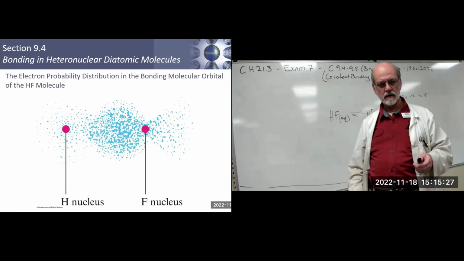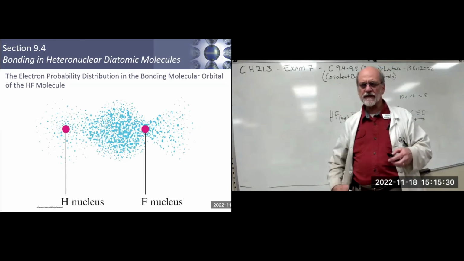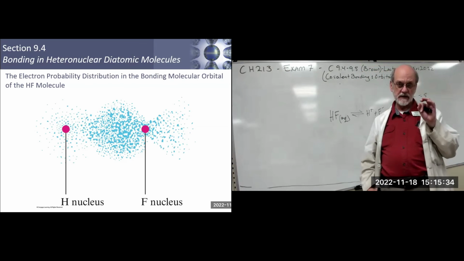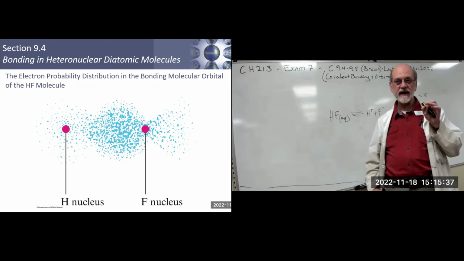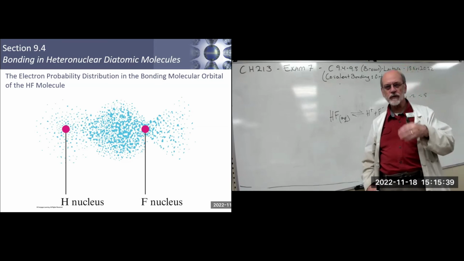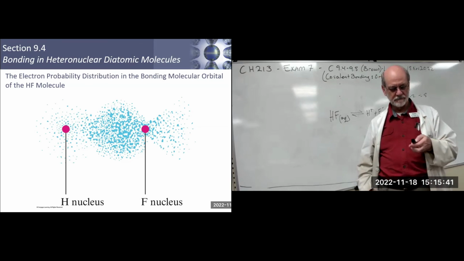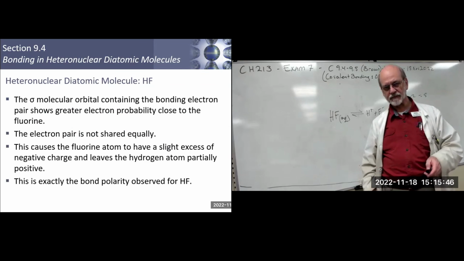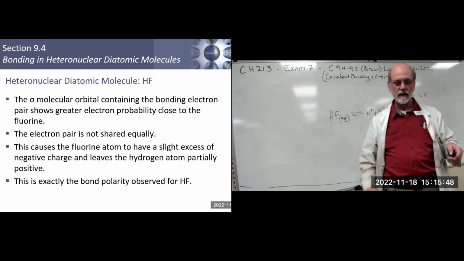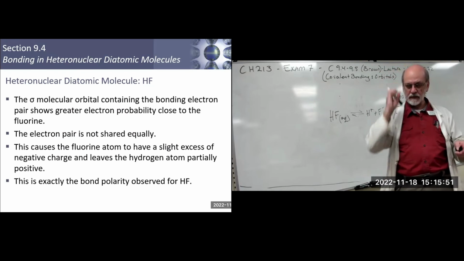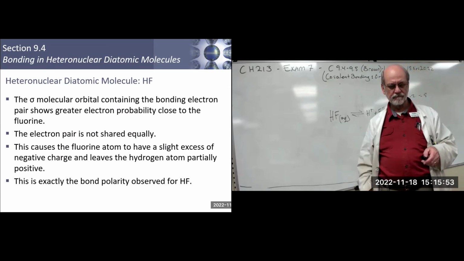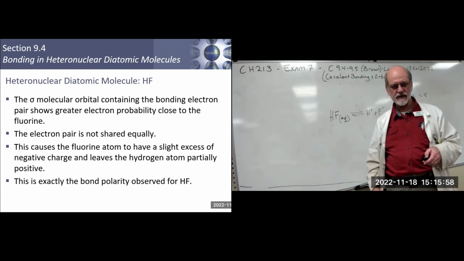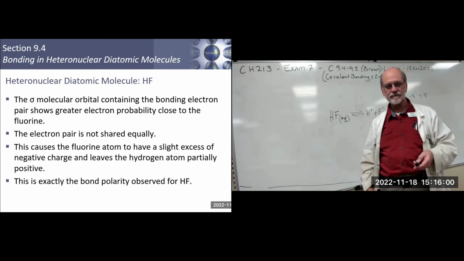If we look at the electron distribution around the molecule, we find that the probability of finding an electron is closer to the fluorine atom than it is to the hydrogen atom. And that also speaks to the polarity of the bond. I'll leave that up there to be recorded, but it's not saying anything new that I haven't already said.